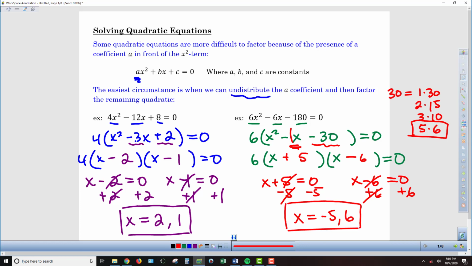So again, the nice thing in both of these examples was that we were able to undistribute away that a coefficient. That should always be our first check, to see if we can undistribute that number, because then we're left with a much easier to factor situation than what we'll see in some of the subsequent examples.